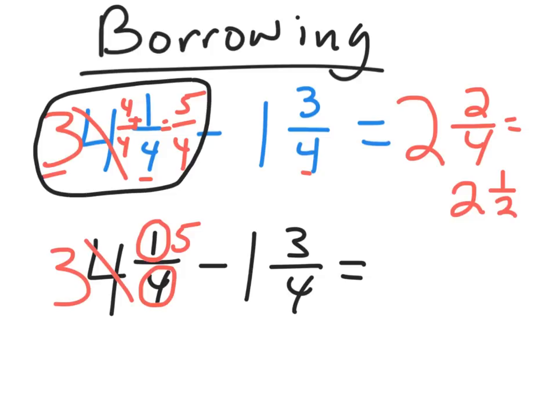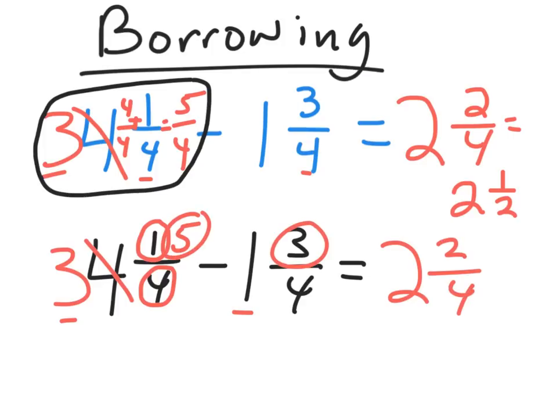Now I'm ready to subtract again. So 3 minus 1 is 2, and 5 minus 3 is also 2 with the same denominator 4, which again is also equal to 2 1/2. Okay, borrowing. We take from the whole number, 4, make it a 3, add our numerator and our denominator together to make our new numerator, and keep the denominator the same.